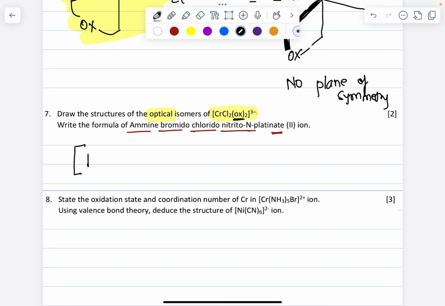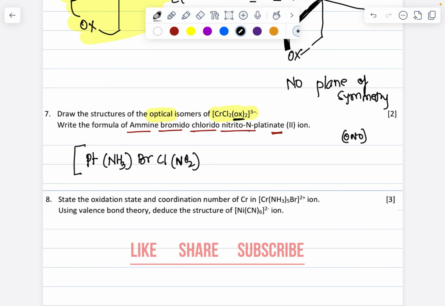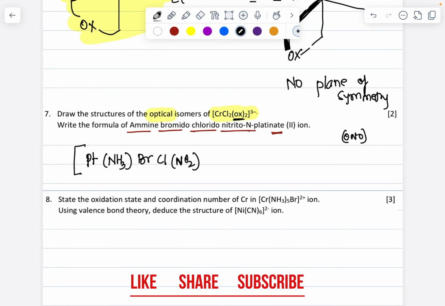There is platinum. Okay. I'll write amine. You don't have to be in alphabetical order. Amine is there. Bromine is there. Chlorine is there. And nitrito N. Whenever it is nitrito N, it is NO2. If it is nitrito O, then you would have written ONO, because nitrito is an ambidentate ligand. It can link through nitrogen or it can link through oxygen. Here nitrito N means it is linking through nitrogen. And they have written platinate. And ion.